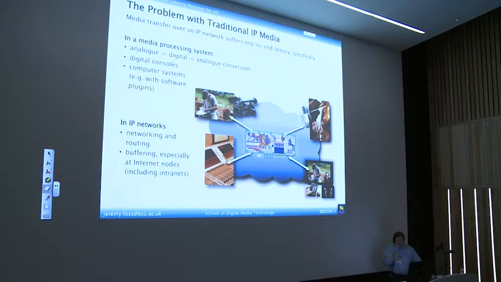In a media processing system, this is due to the analog to digital conversion, and it involves digital consoles and computer systems and things like that. So anywhere where we have to go from an analog media into a digital media, we have to buffer the analog, do the readings, and that all takes time. If we're then going to send that through an IP network, then things get even worse because we then have the network routing and so on. So we have to buffer any incoming data at the network nodes, and then route the information through that node and on through the network to the next node.